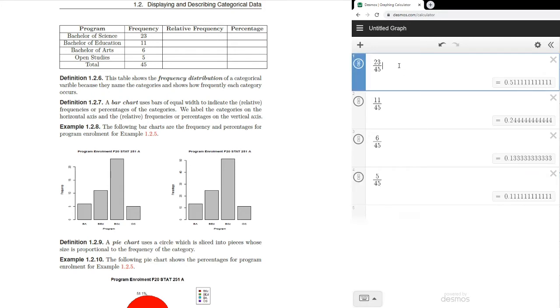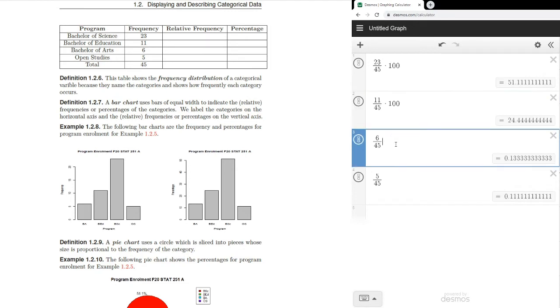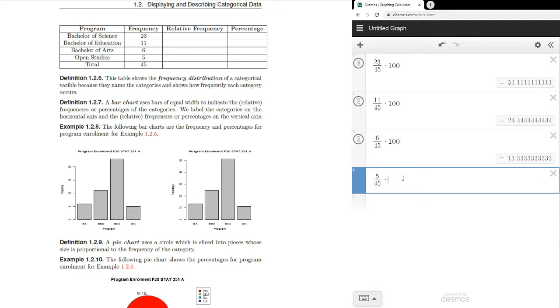Now to find the percentages of each program, we're going to take each of these relative frequencies and multiply them by 100%. And so the percentage of students in the Bachelor of Science would be 51.1%. In the Bachelor of Education, we have 24.4%. In the Bachelor of Arts, there's 13.3%. And in Open Studies, there is 11.1% of students. And of course, the total percentage would be 100%.